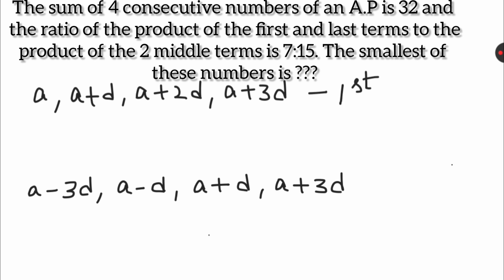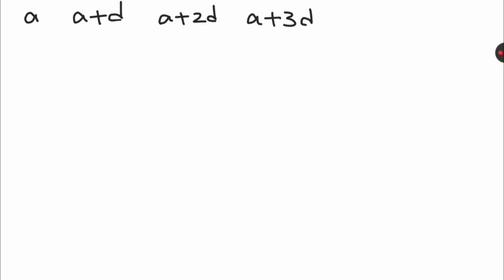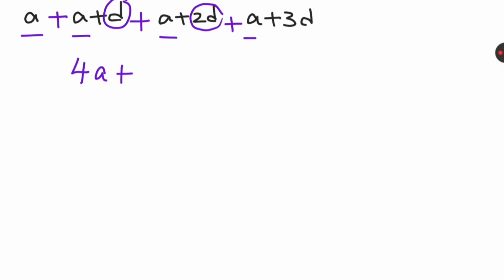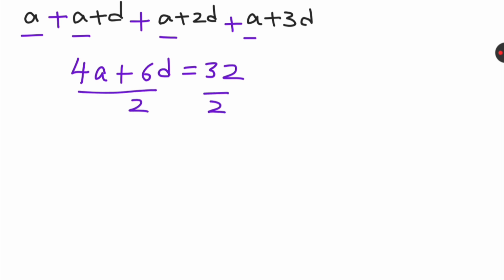I am going to take the 4 consecutive numbers as a plus d, a plus 2d, a plus 3d. What is the given information? Sum of these 4 consecutive terms is 32. If you do the sum, we have 4 a's, so it is 4a plus 1d plus 2d plus 3d, which gives 6d. So 4a plus 6d is 32. If you divide both sides by 2, we get 2a plus 3d equal to 16. Consider this as equation 1.